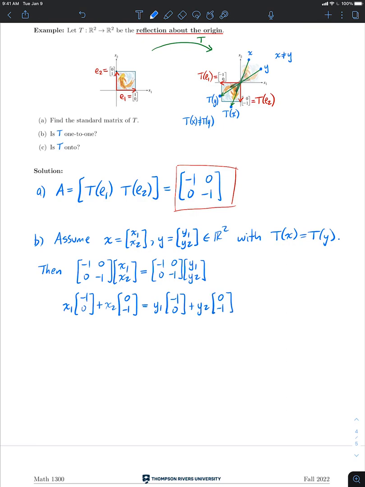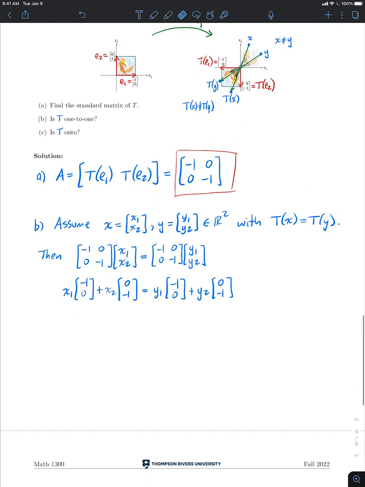And you can kind of see what's happening here. The left and right-hand side so far are still completely identical. The only difference is we have x1 on the left-hand side and y1 on the right-hand side, and then x2 on the left-hand side and y2 on the right-hand side. But the structure of the expressions are identical.